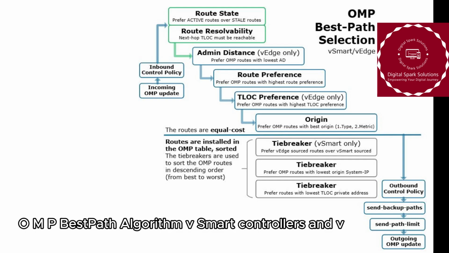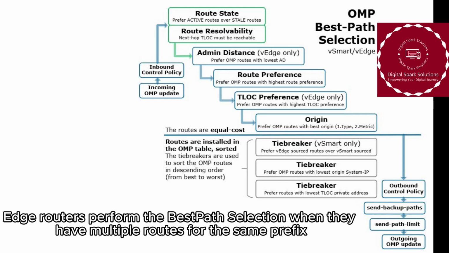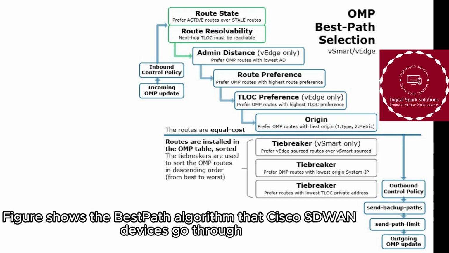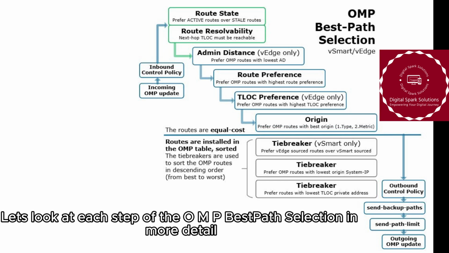OMP Best Path Algorithm. vSmart controllers and vEdge routers perform the best path selection when they have multiple routes for the same prefix. The figure shows the best path algorithm that Cisco SD-WAN devices go through. Let's look at each step of the OMP best path selection in more detail.